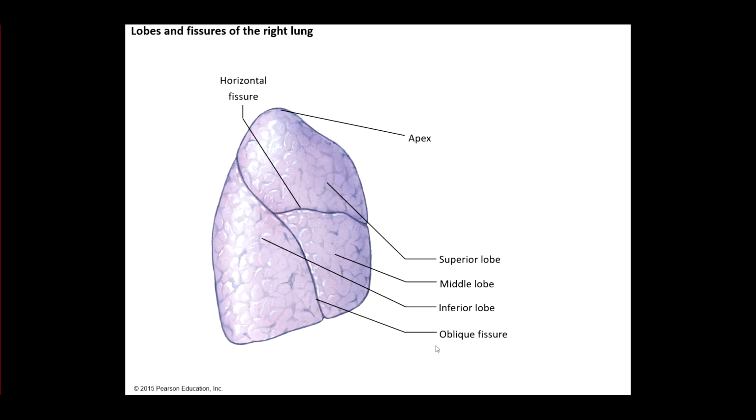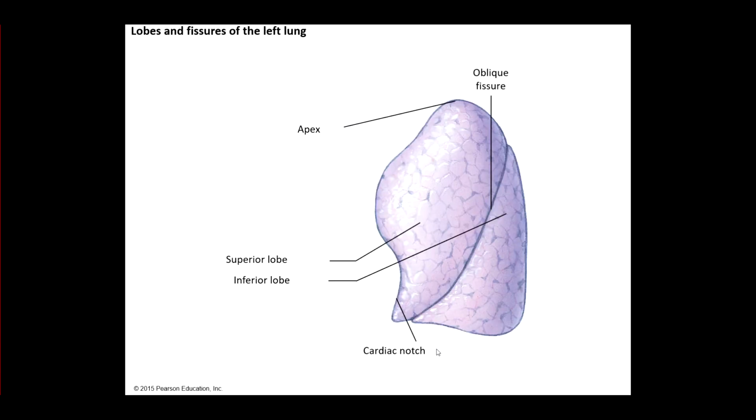Let's take a look. So here's our left lung. Again, just the base, apex, oblique fissure, superior lobe, inferior lobe, right? That's what we know so far.